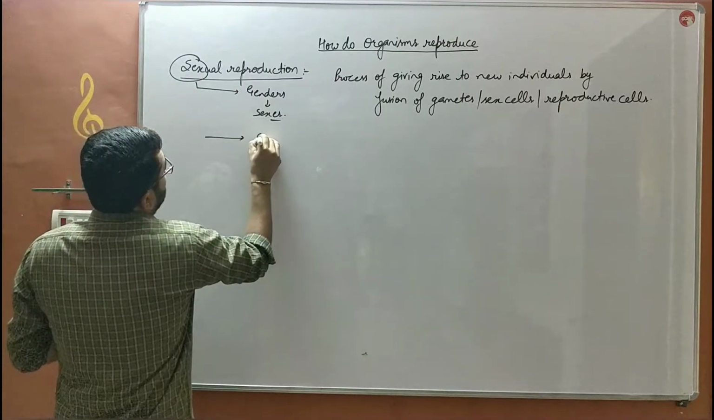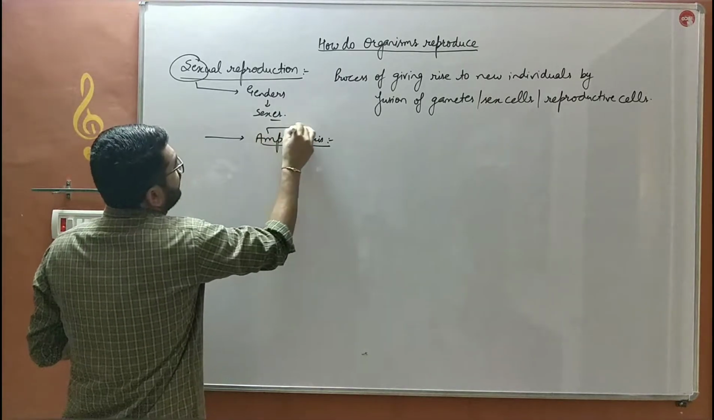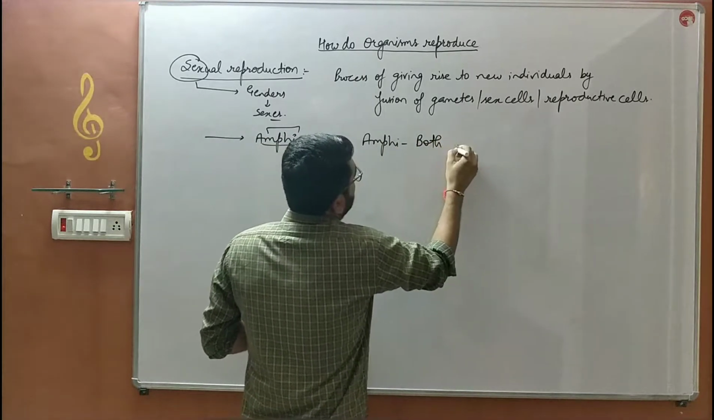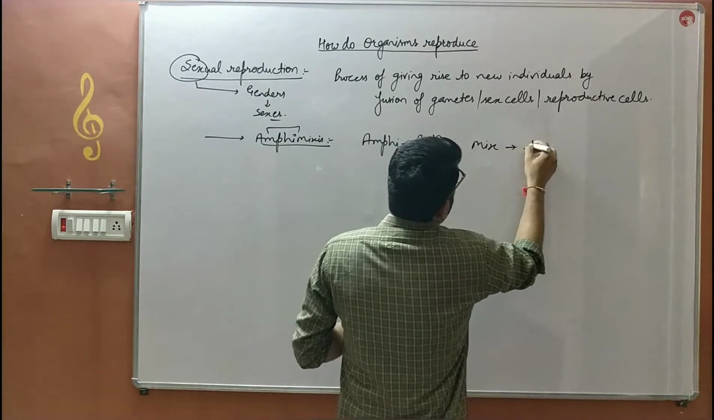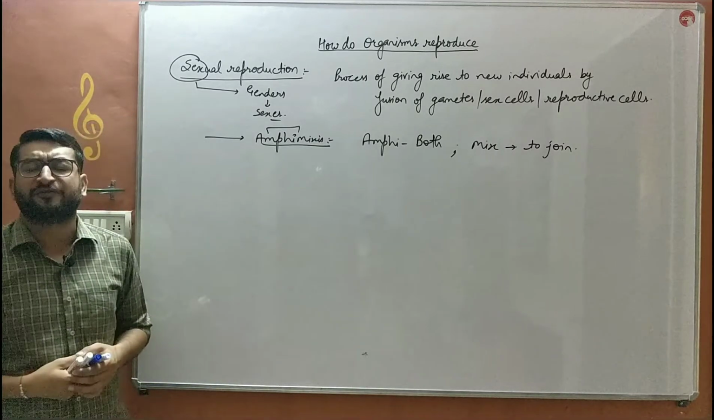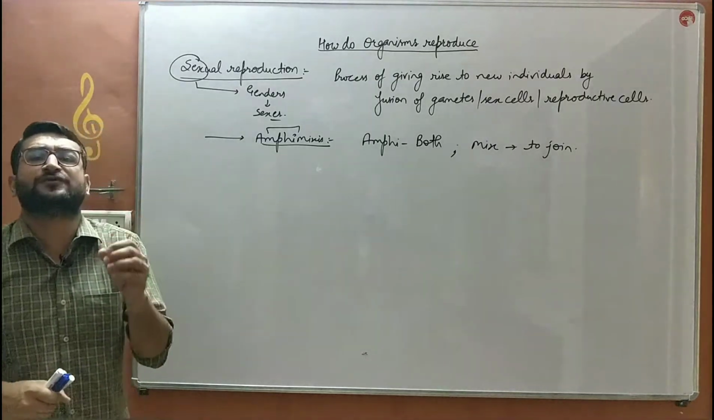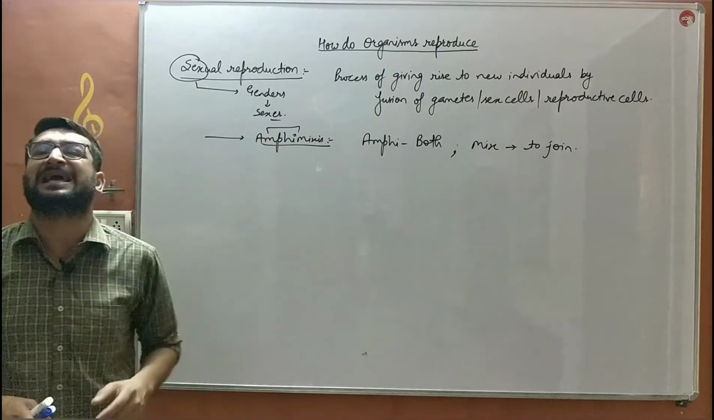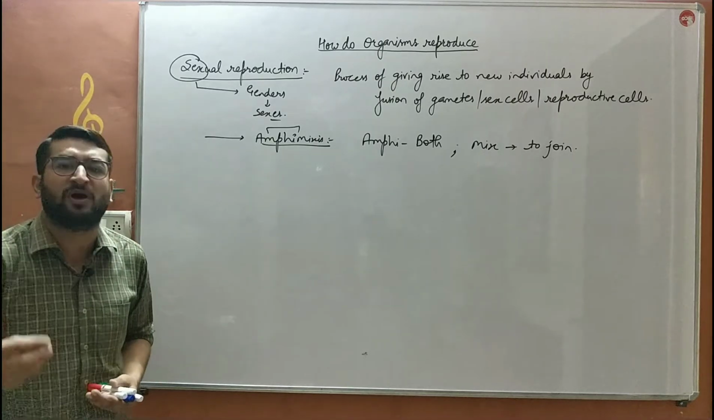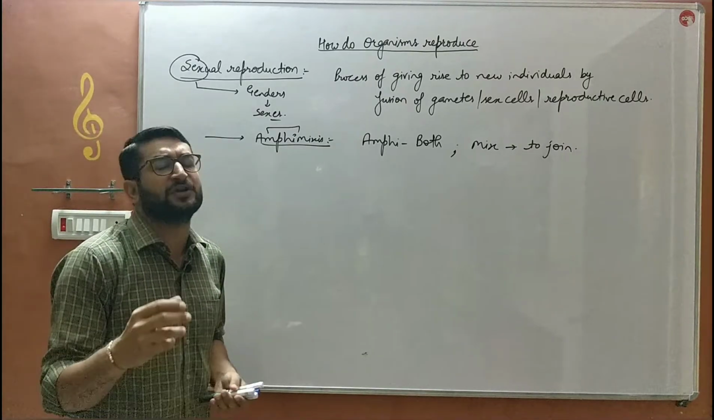This reproduction is also referred to as amphimixis. It is composed of two words. The first one is amphi, that means both, and the other one is mixis, that means to join, to fuse. So the mode of reproduction in which fusion of two gametes, that is male gamete and female gamete, takes place and a new individual is produced, that is known as amphimixis or the sexual mode of reproduction.